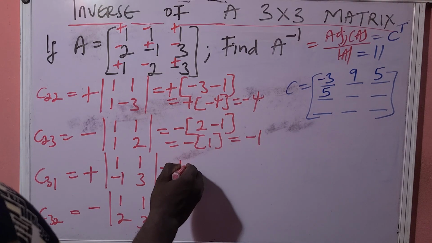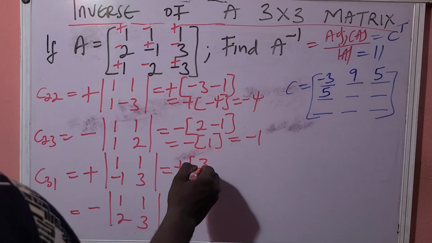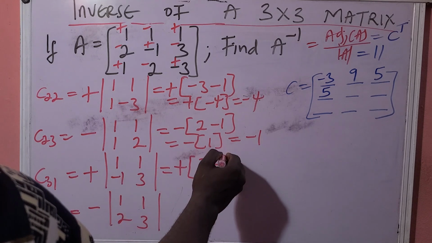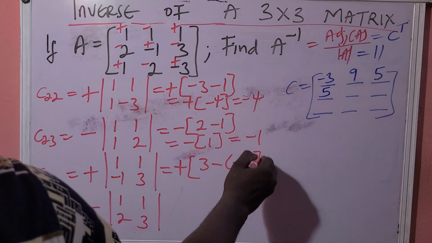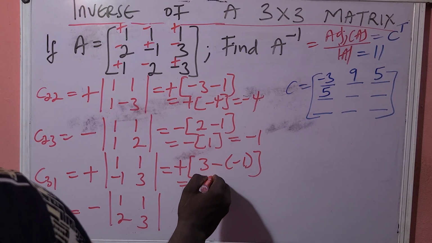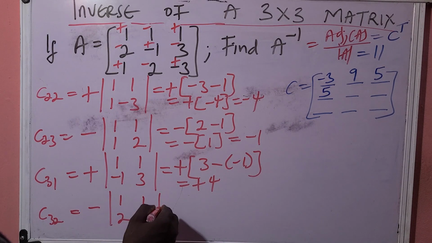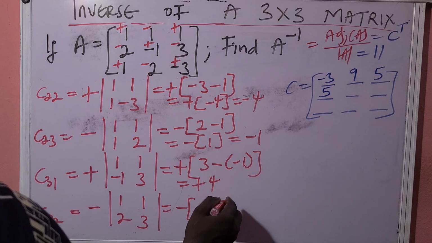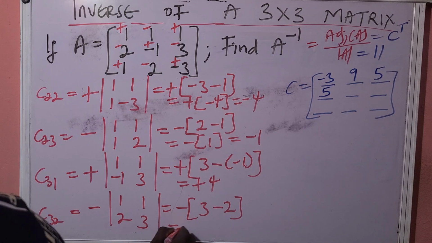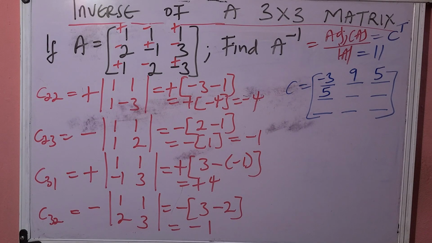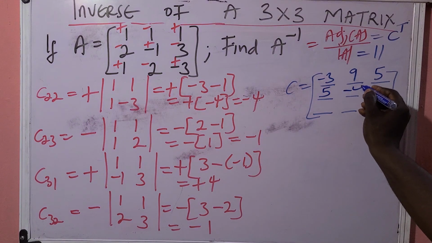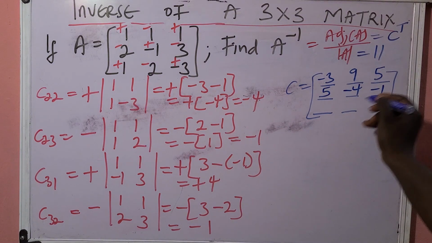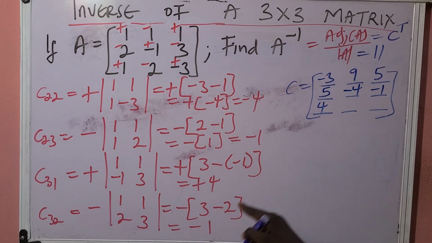Our value will be minus 1. Then this will be plus 1 times 3, that will be 3 minus 1 times 1, which is minus 1. So we're left with plus 4. And then we have minus 1 times 3, that will be 3 minus 2. This will be minus 1. So we can go on to fill in the values for our cofactor matrix. We have minus 4, we have minus 1, we have plus 4, we have minus 1.